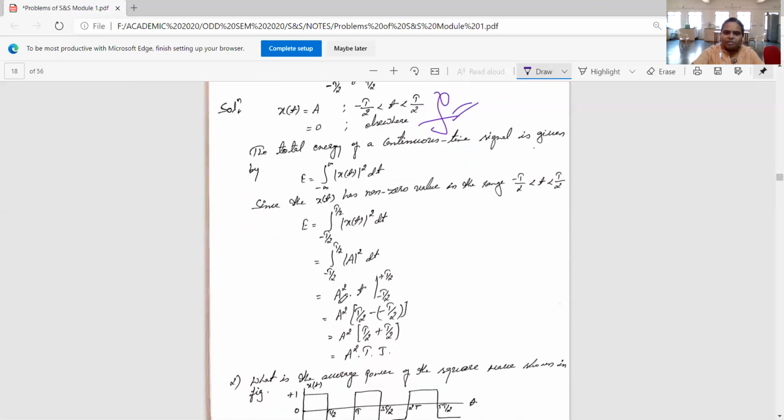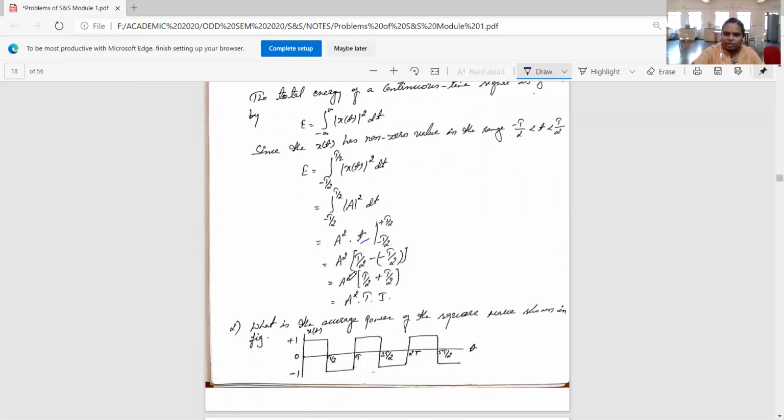If I integrate, I'll get A square, since this is the constant value. What is the integration of dt? You'll get t only. Then the limit is going to change from minus T by 2 to plus T by 2. Just apply the limit for the t. Upper limit T by 2 minus lower limit of minus T by 2. A square remains as it is, T by 2 plus T by 2. If I add both, I will get A square into T joules, energy in terms of joules.